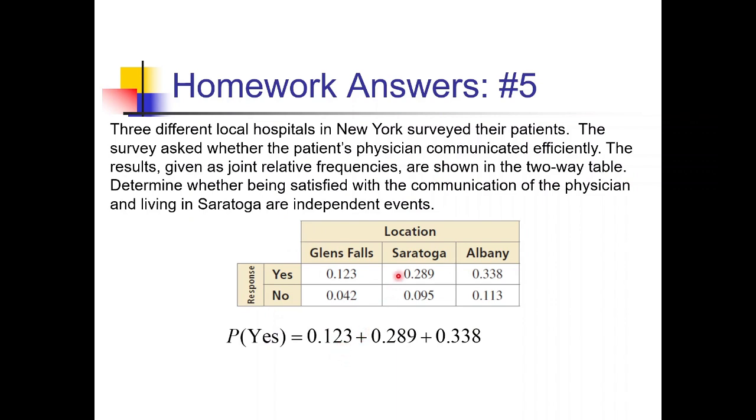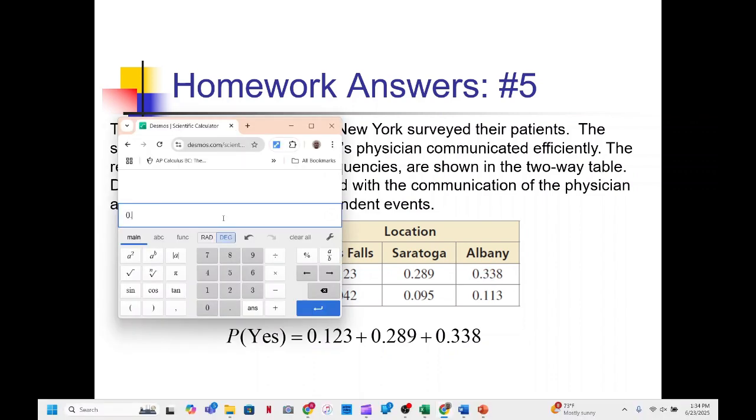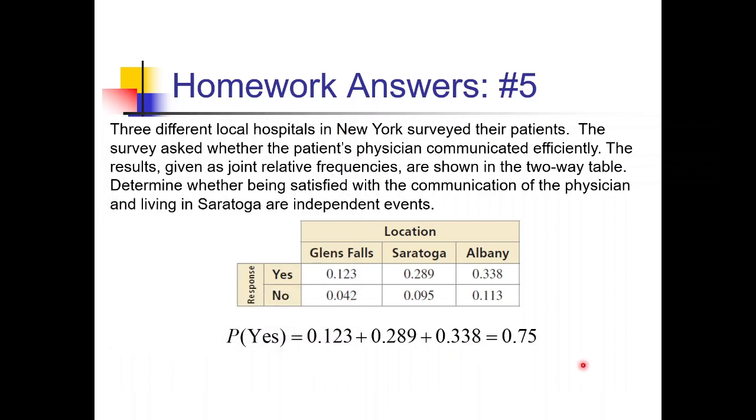So for the probability of yes, we just have to add up everybody in the yes row right here. So 0.123, 0.289, and 0.338. And I'll go to the calculator for that. So 0.123 plus 0.289 plus 0.338, grand total of 0.75.